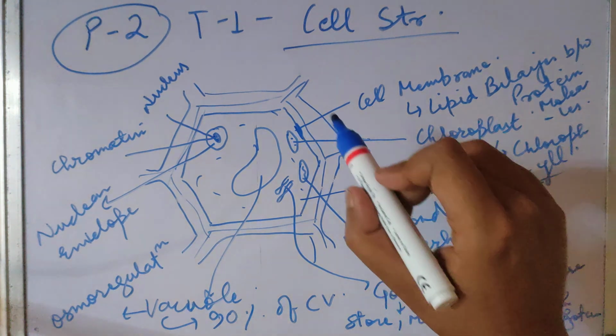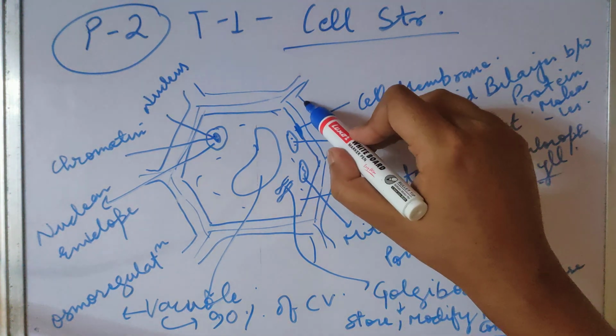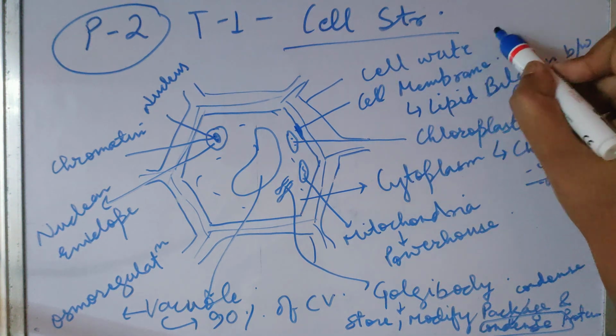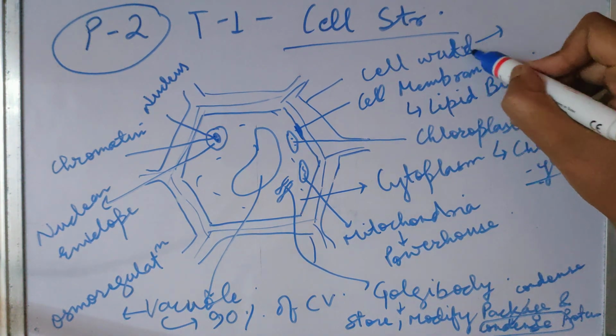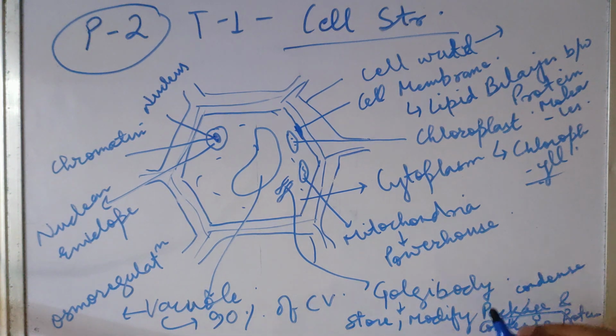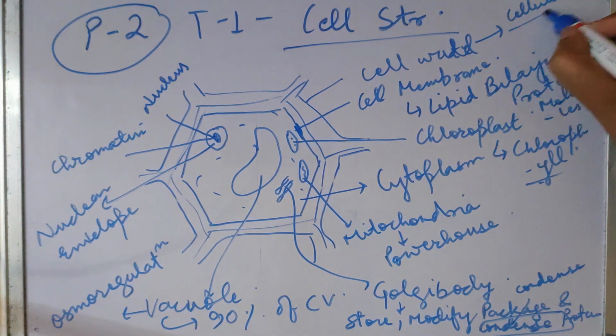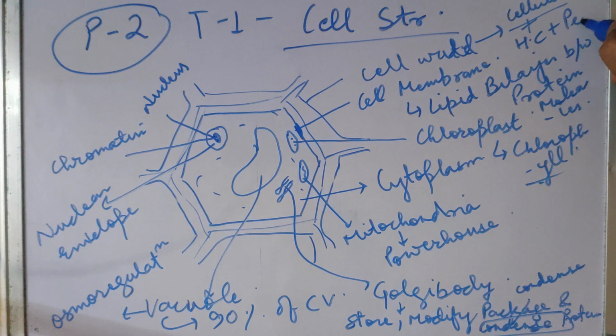And you will also see the cell wall. This outer wall is the cell wall, which is made up of cellulose plus hemicellulose plus pectin. So this is the composition of the cell wall.